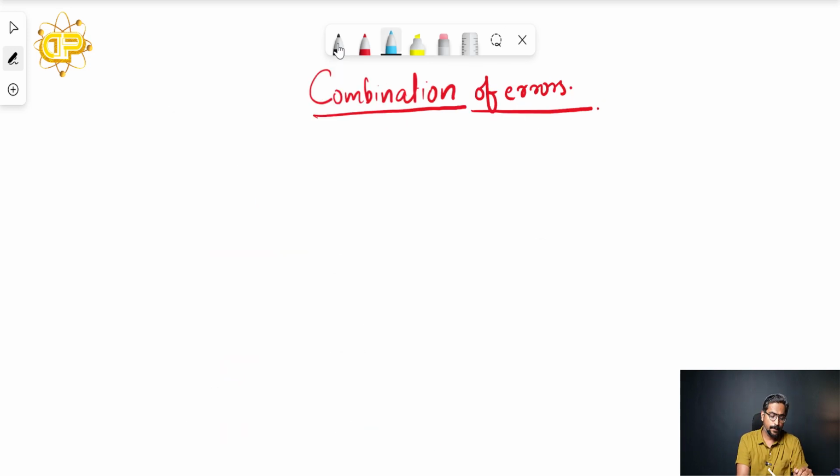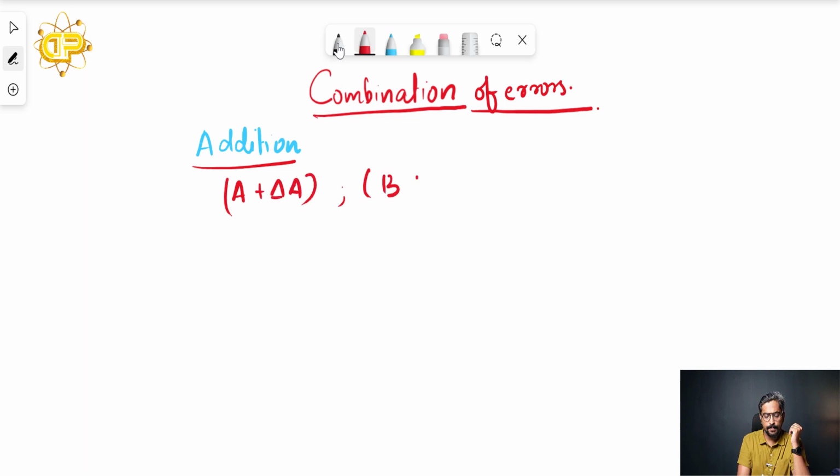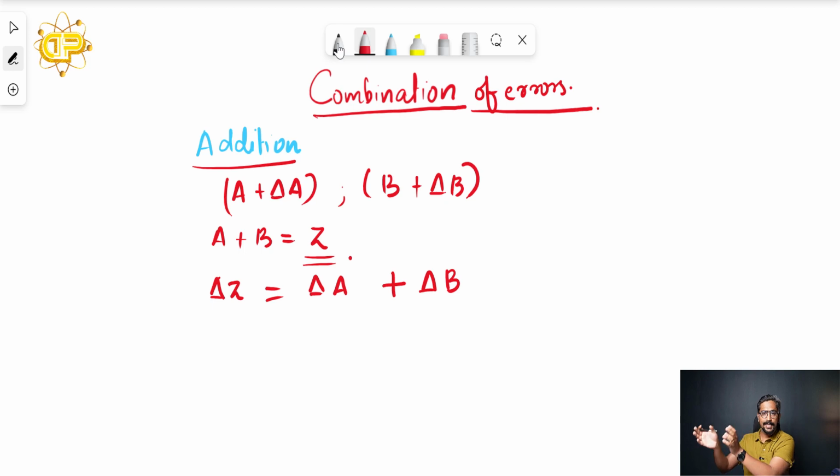In the case of combination, first, in the addition case, how will I find the combined error? For example, if I have A plus delta A, this is one physical quantity, and another quantity is B plus delta B, then A plus B is equal to Z. Then the combined error, that is delta Z, is given by the sum of the individual errors, that is delta A plus delta B, where delta A is the error of the first physical quantity and delta B is the error of the second physical quantity. This is about addition. So you simply add, and then add the errors individually, and you will get the combined error, delta Z.